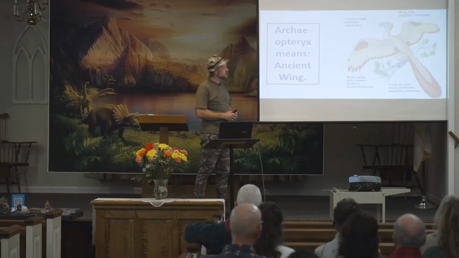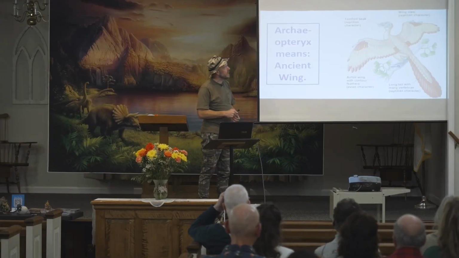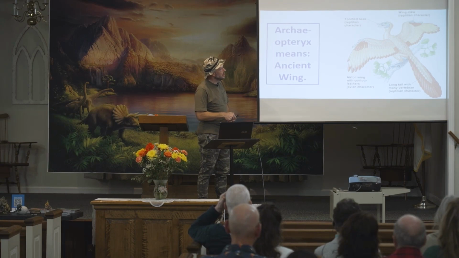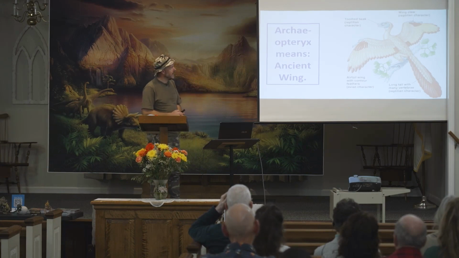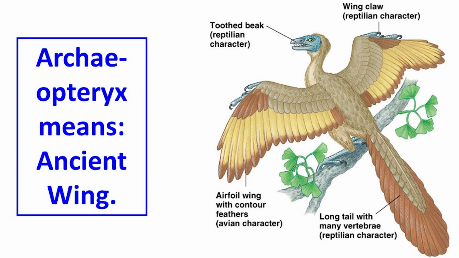Archaeopteryx is a strange bird. It is a weird bird, no doubt. It has teeth in its beak. It has claws on its wings. It has a true tail, not just feathers, but actually vertebrae that go down in a true tail. Archaeopteryx means ancient wing. And some evolutionists said, well, maybe it's kind of half dinosaur. It's a dinosaur that's halfway to being a bird.